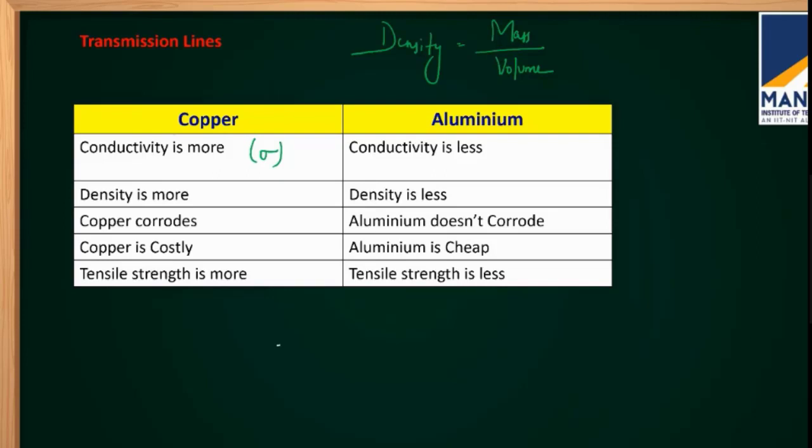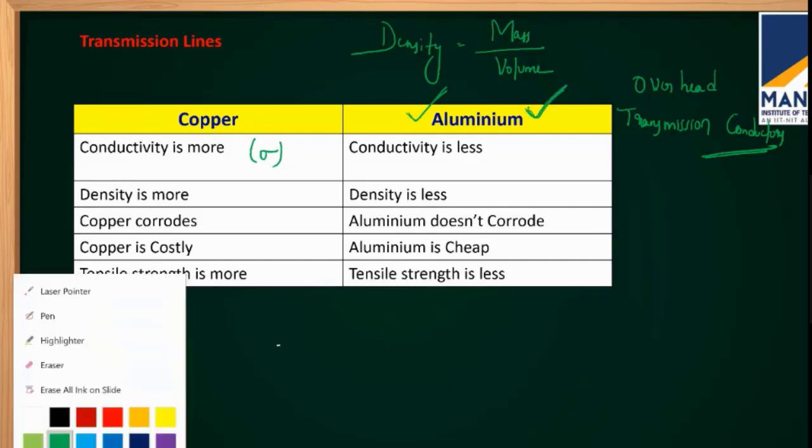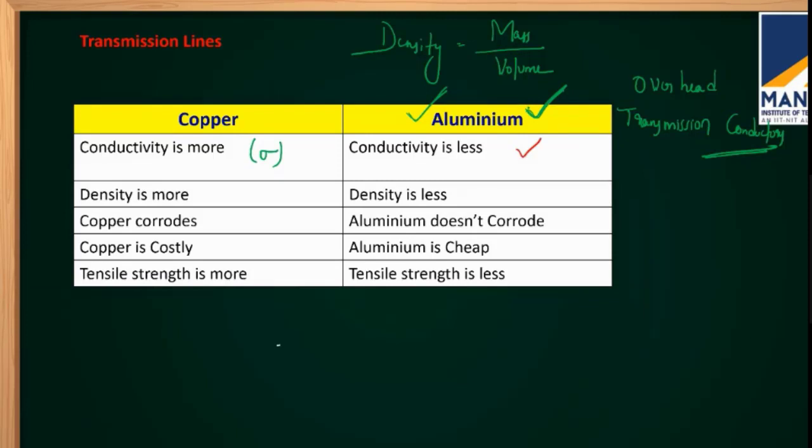So when you come to overhead transmission conductors, aluminum is the unanimous choice. Why? Because all these points are advantages only. There is no disadvantage. Aluminum is cheap.